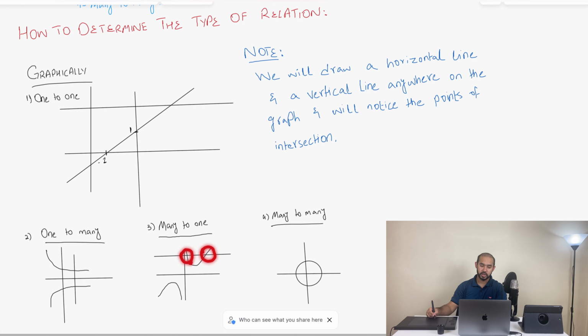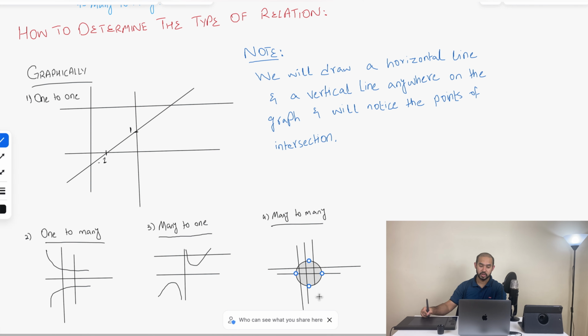And then the last one. Again, let's draw a horizontal and a vertical line to determine. So I've just drawn a horizontal line and then a vertical line. Remember, we can draw a horizontal and a vertical line anywhere on the graph. So the condition is, anywhere on the graph, if it is intersecting at one or more points, that's how we will determine if it is one-to-many, many-to-one or whatsoever.